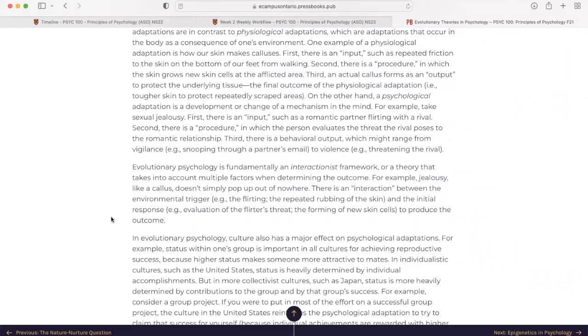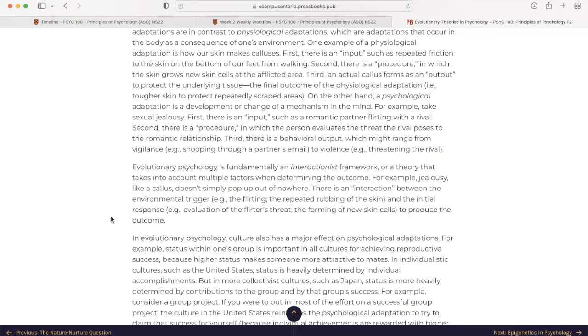On the other hand, a psychological adaptation is a development or change of a mechanism in the mind. For example, take sexual jealousy. First, there is an input, such as a romantic partner flirting with a rival. Second, there is a procedure in which the person evaluates the threat the rival poses to the romantic relationship. Third, there is a behavioral output which might range from vigilance, snooping through a partner's email, to violence, threatening the rival.